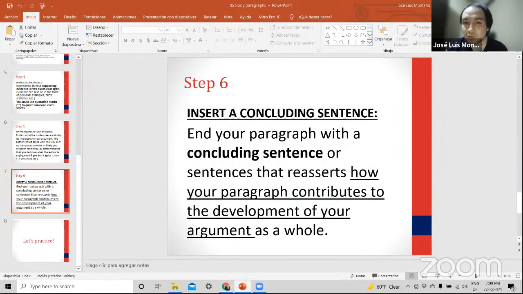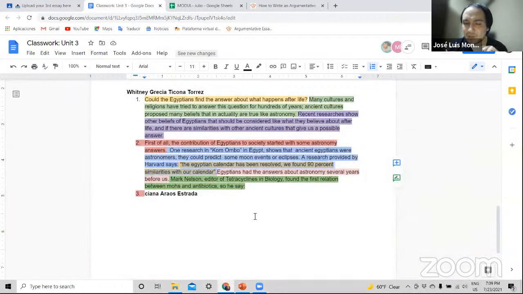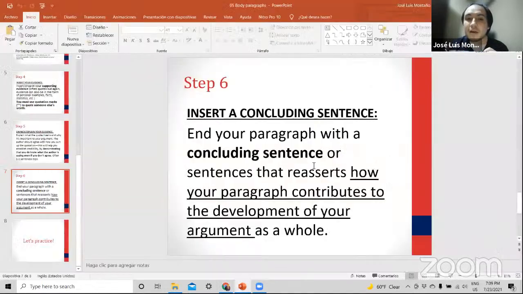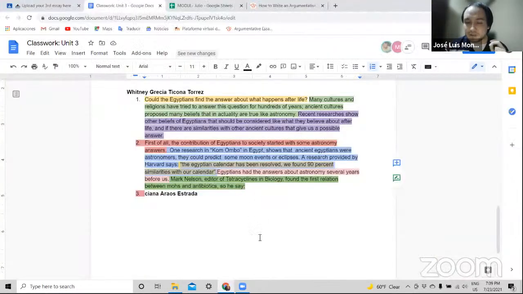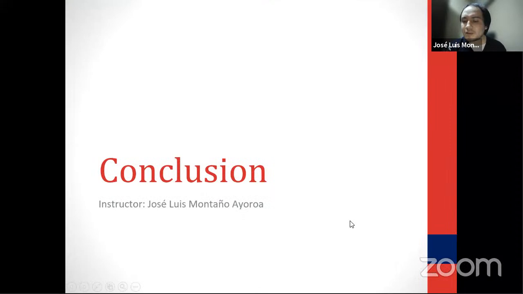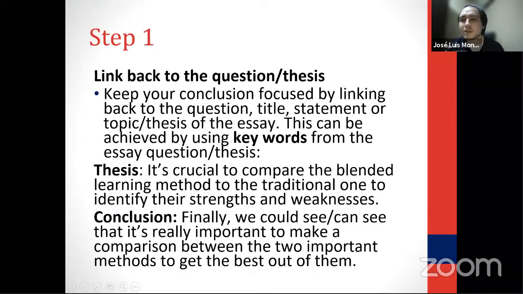Finally, what we're going to try to do now is, again, kind of difficult because we don't have all the information we need, but it's just to give you a better idea of what a conclusion is in this kind of essay. So we're going to read this together, please, and you're going to give me at least some ideas. Let's go with step one, please, Melissa. Let's read this one.